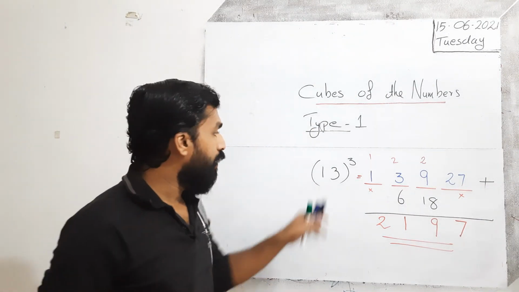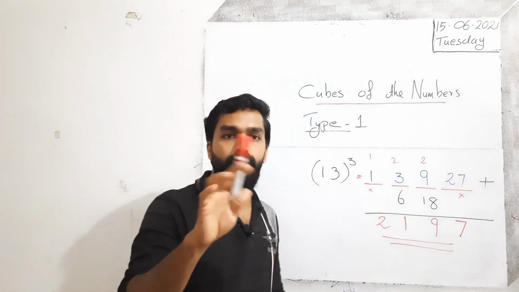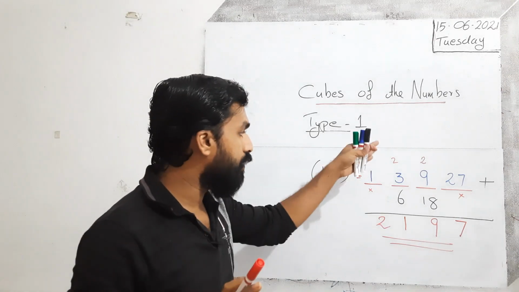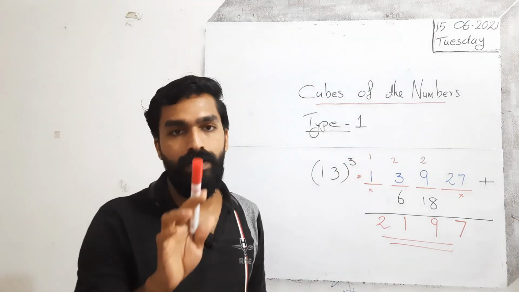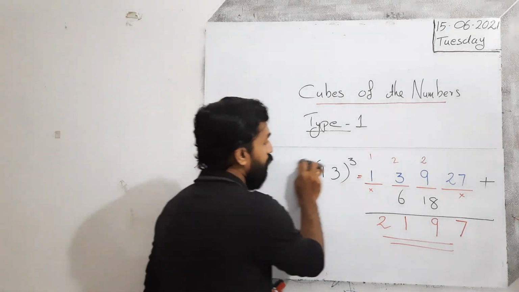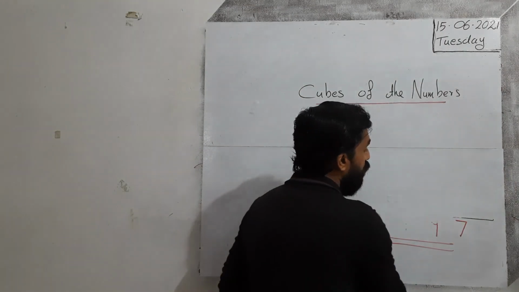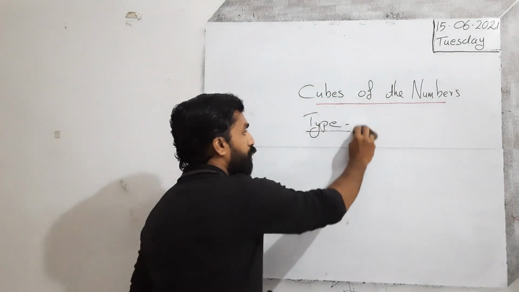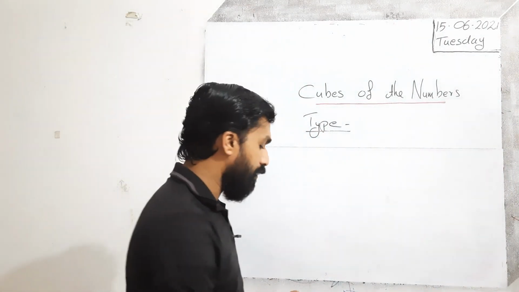This is type 1. For 13 cube, 14 cube, 15 cube, everywhere you can use the same method for finding the cubes of these types of numbers. Next, we can discuss type 2 and which types of numbers will come in it.